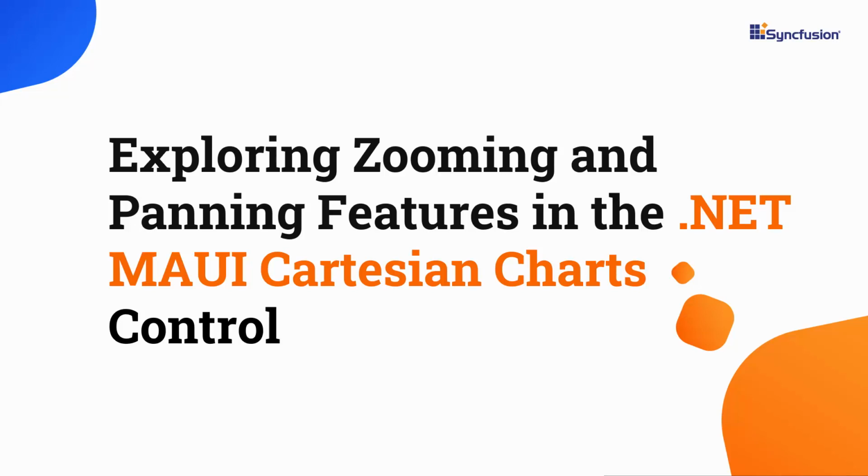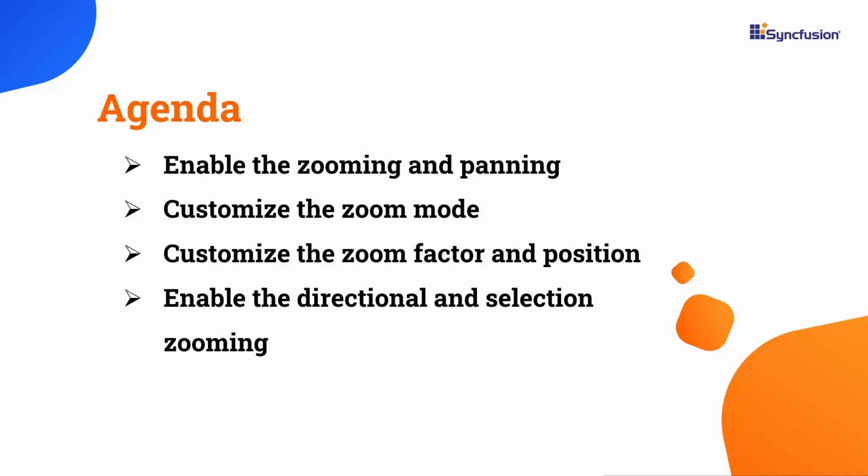Hi everyone, welcome back. In this video, I will show you how to handle zooming and panning behaviors in the .NET MAUI Cartesian chart control. I'll show you how to enable zooming and panning, explore zoom modes, and manipulate the plot area using pinch zooming, zoom position, and zoom factor. Additionally, I'll demonstrate directional, double tap, and selection zooming techniques.